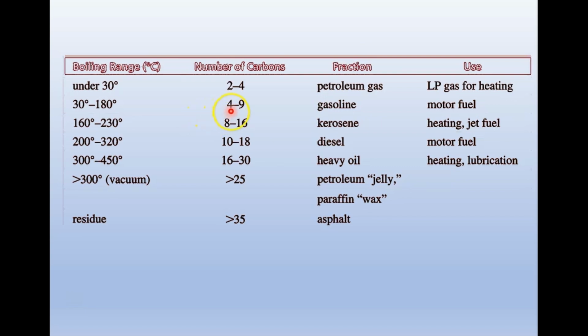The number of carbons, 4 to 9. 4 is stretching it. Gasoline. Number of carbons, 8 to 16. It's like your kerosene. Sometimes I use kerosene and diesel interchangeably. Heating, jet fuel, and then large chains. Think motor oil. Looks like Vaseline, paraffin wax.